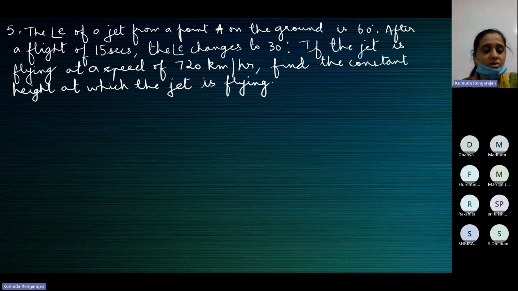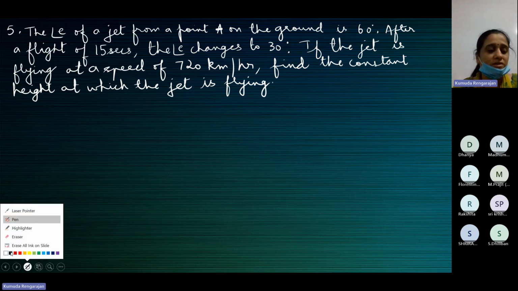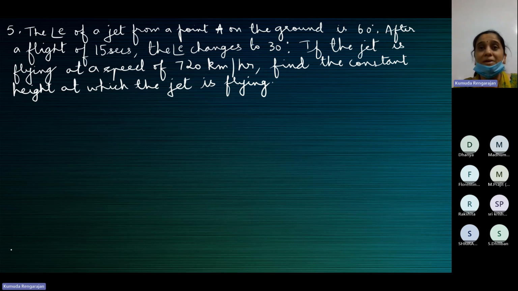So here in this question, children, why don't we do this together? In this question, we have speed and time. So with the help of speed and time, you can find distance. Now, the elevation of a jet from a point A on the ground is 60 degrees. After a flight of 15 seconds, the elevation changes to 30 degrees. So the observer is standing at a point. The jet is taking two different positions. The jet is moving in the air. The observer from one point on the ground looks at the jet at two different positions.